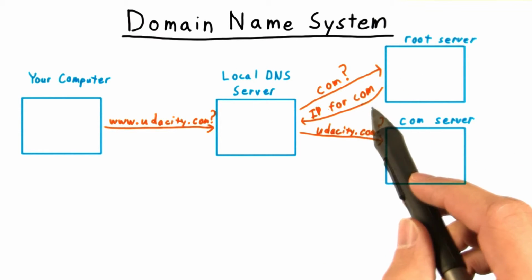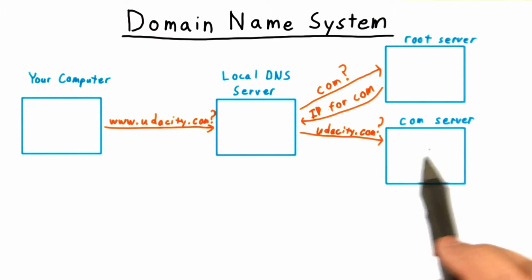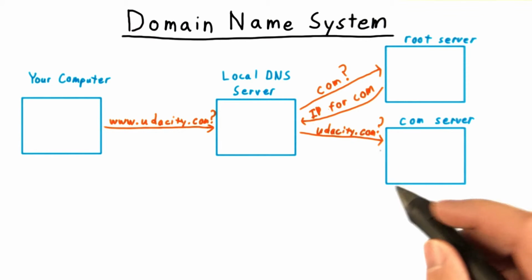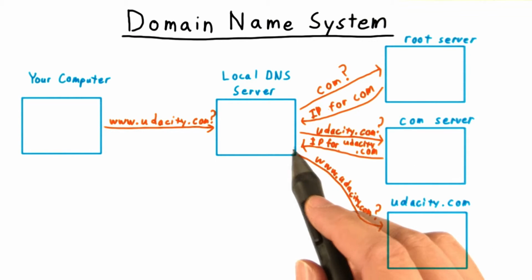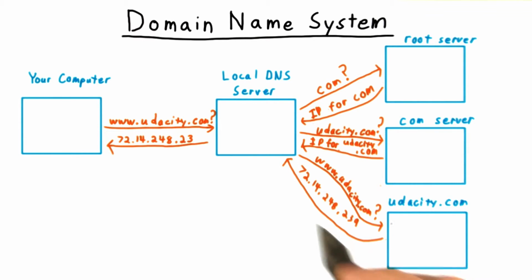Having received this response, our local DNS server would then ask this .com name server for information about udacity.com. When this IP comes back, the server then asks where it might find www.udacity.com, and when it receives this answer, it then forwards it back to my computer.